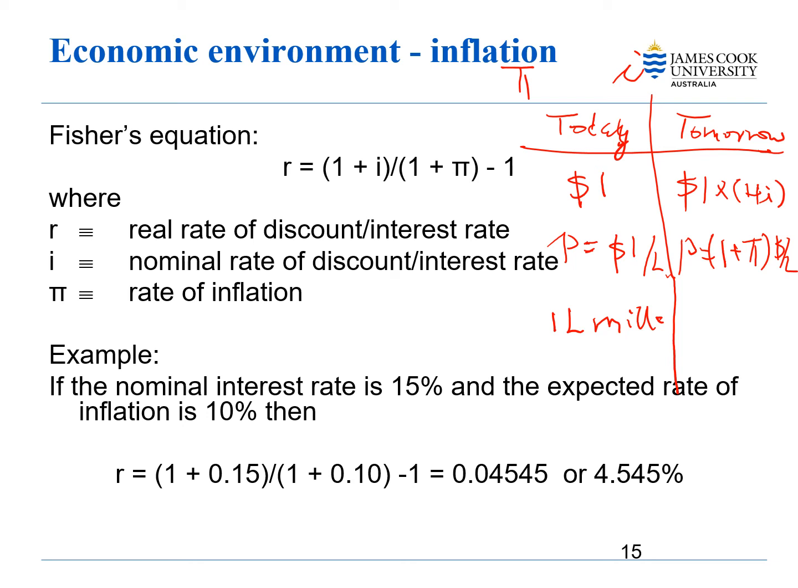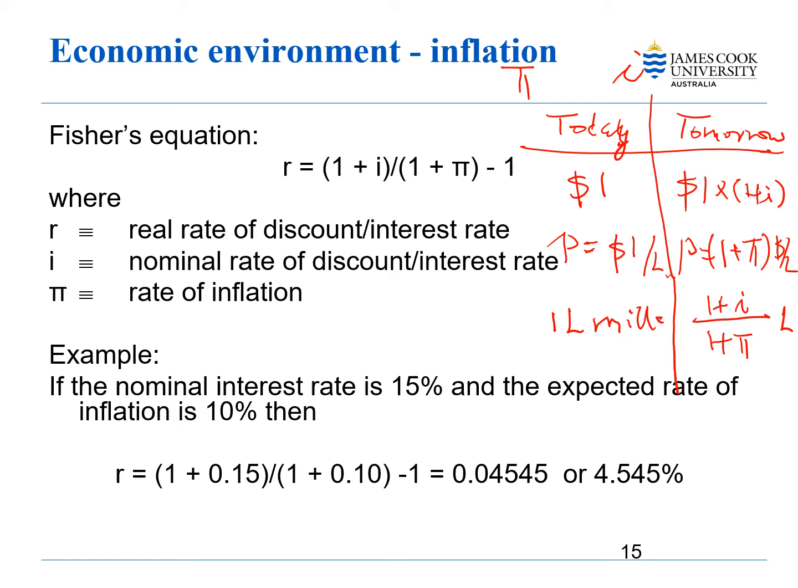Then tomorrow I have 1 plus I dollars in hand. I'm faced with a milk price of 1 plus pi dollars per liter. So using this 1 plus I dollars, I can purchase this many liters of milk: 1 plus I divided by 1 plus pi liters of milk.